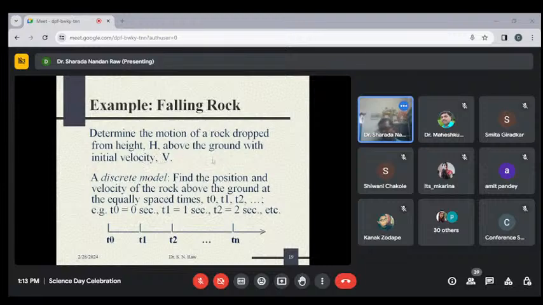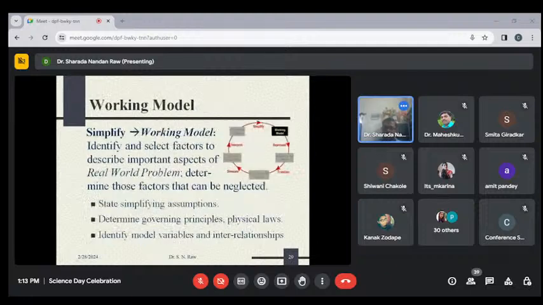with initial velocity v. So we are taking the assumption. Then a discrete model: find the position and the velocity of the rock above the ground at equally spaced times t0, t1, t2. For example, t0 equal to 0 seconds, t1 equal to 1 second, t2 equal to 2 seconds, and like that. So we are imagining t0, t1, t2, tn. And then the working model. Okay, now the second step is the working model.